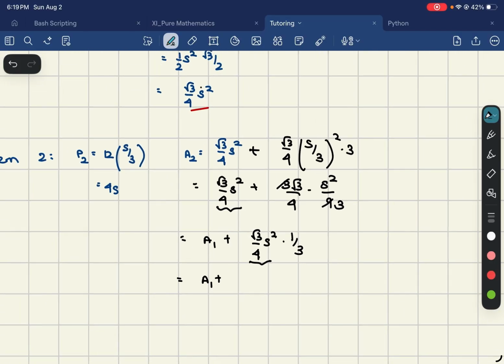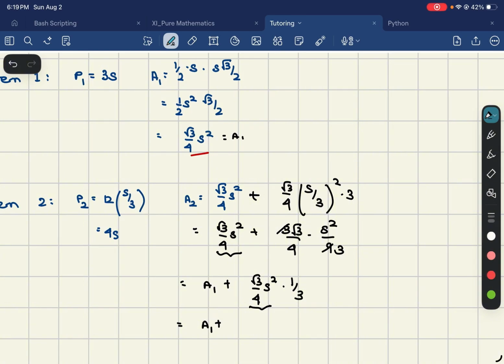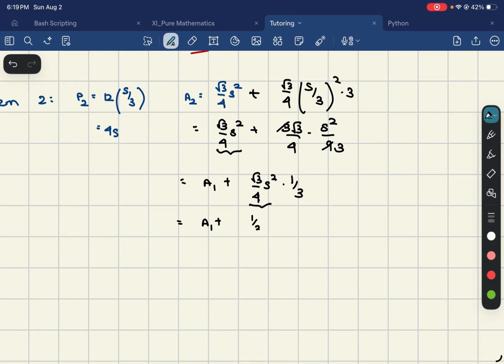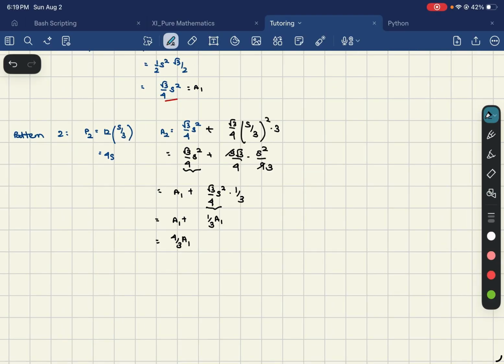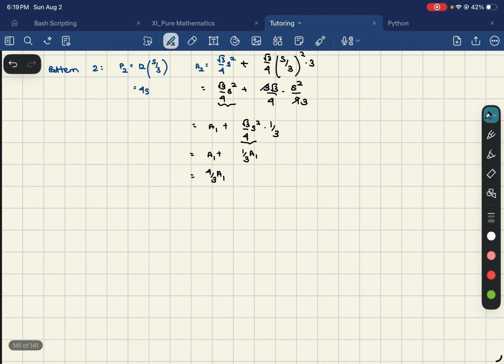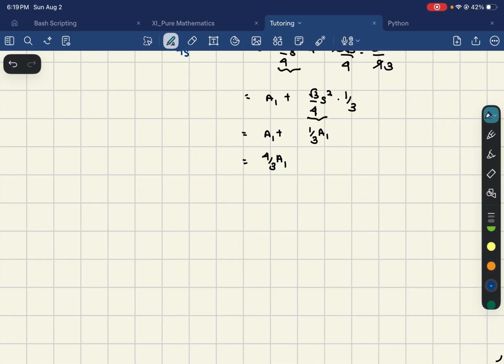What is it? It's the area of my original triangle, A1, right? So I'm going to say 1 over 3 A1. And that is just 4 over 3 A1, right? So if you simplify this, you're going to get this. So let's look at pattern 3 before we make any conclusions.